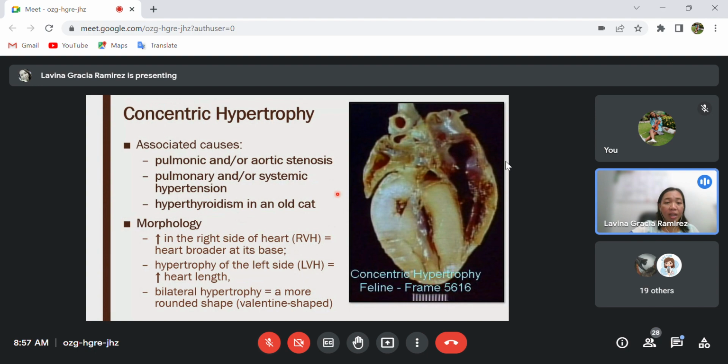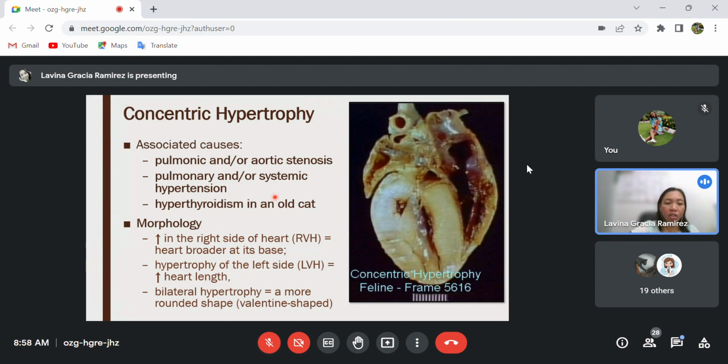And then pulmonary and systemic hypertension if both of the ventricles are affected. And of course, if there is hyperthyroidism in an old cat, because it affects the metabolic activity. Okay, especially in the degenerations, or let's say not degeneration, but the production of abnormal proteins.